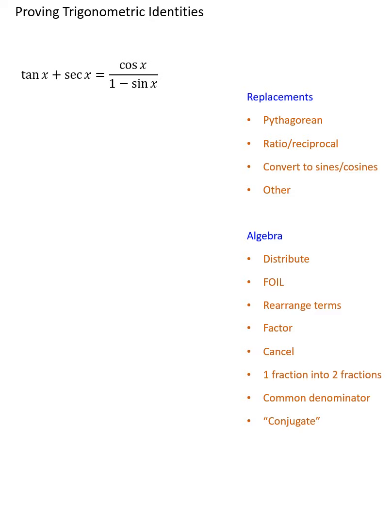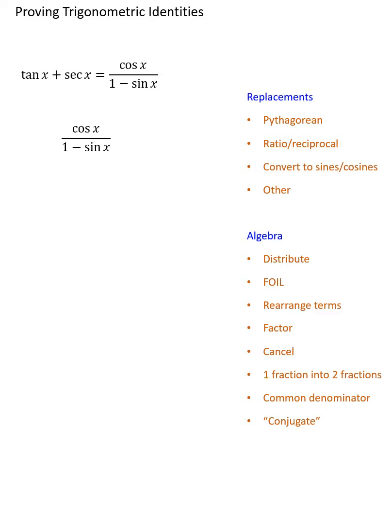Here's another example we can look at. We're going to prove this identity right now. I'm going to start with the right side of the equation. This is probably the first time I've started with the right. There really is no rule about it, although there's more to do on the right.